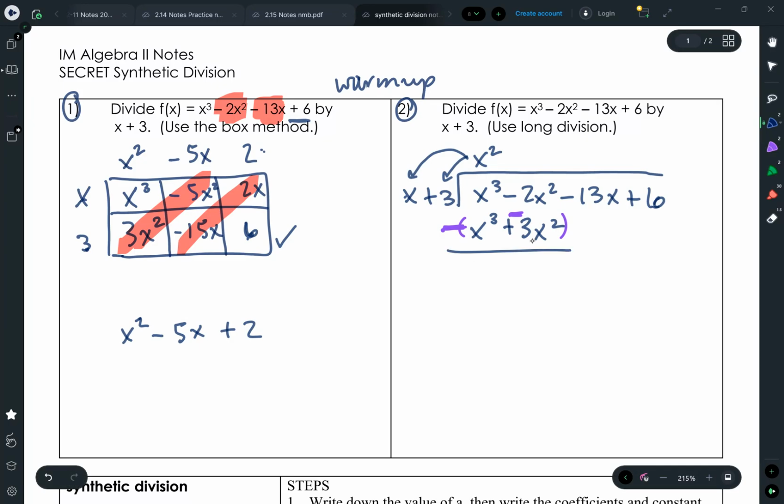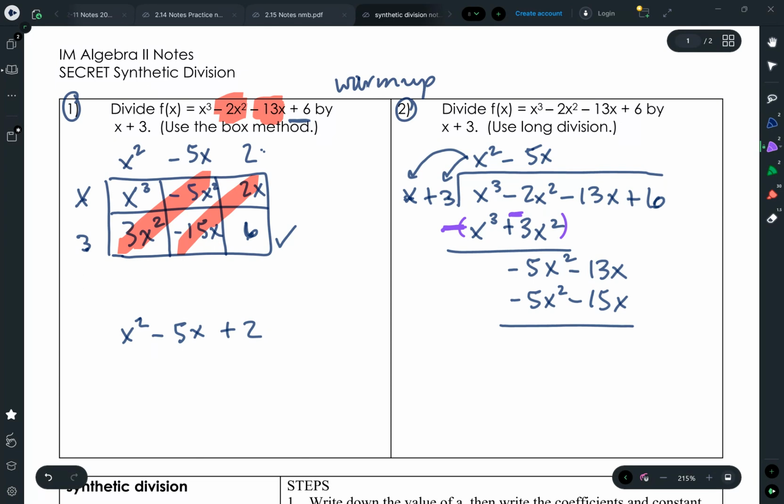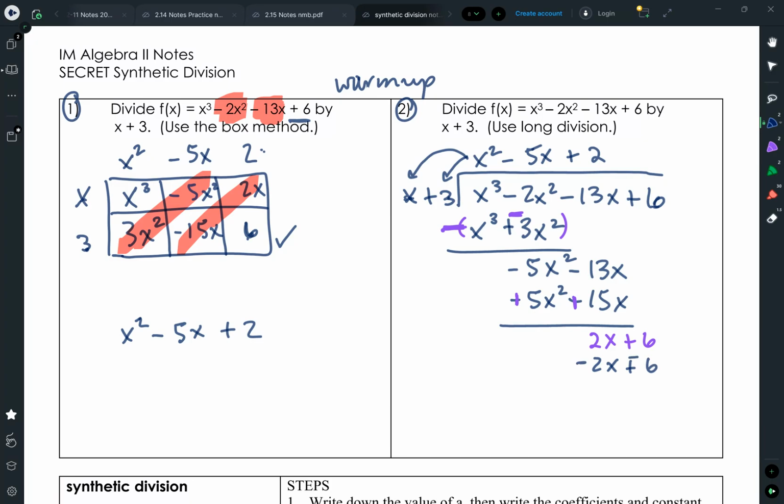So negative 2 minus 3 more would be a negative 5x squared. Bring down your minus 13x. And then we want to do x into negative 5x squared. That's a negative 5x times. Multiply it back by both the x and the 3 again. And then same thing, I have to subtract all of this. And if I subtract all of it, I'm really going to change both of my signs to adding. And I end up with a 2x plus 6. X divides into 2x 2 times. Multiply it back and subtract again, we get a 0.